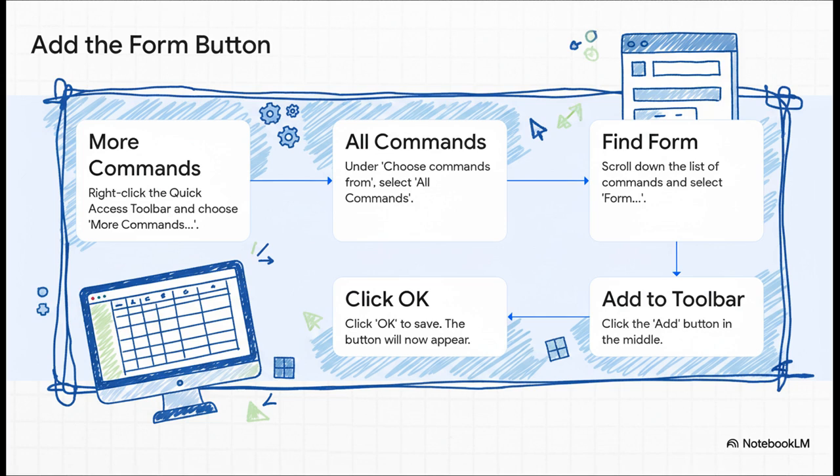You just right-click that toolbar, pick More Commands, and then in that dropdown, switch it from Popular to All Commands. Scroll down till you find Form, click Add, and then hit OK. And that's it. That little button will now be there, ready to go, in every single workbook you open.